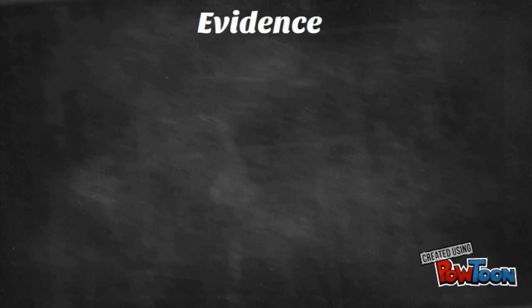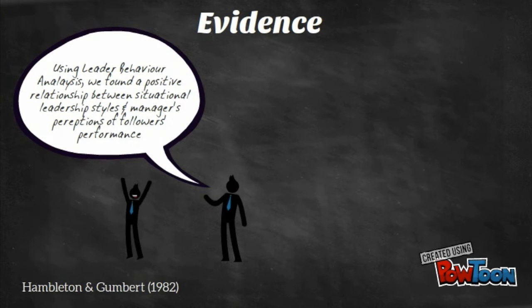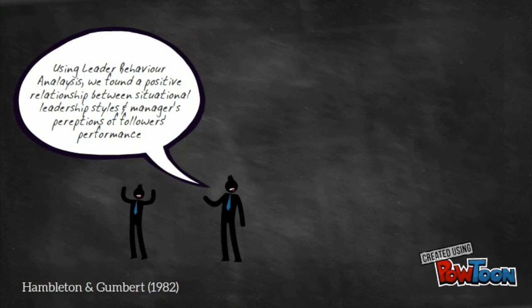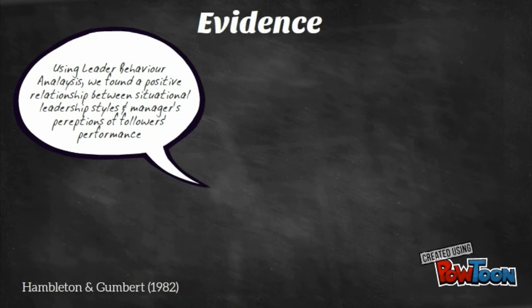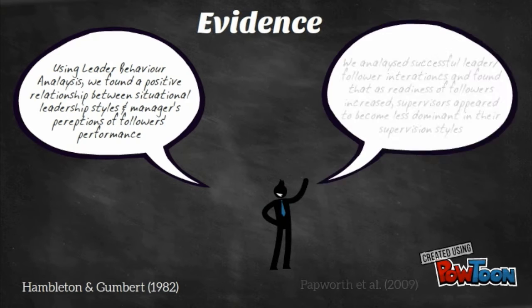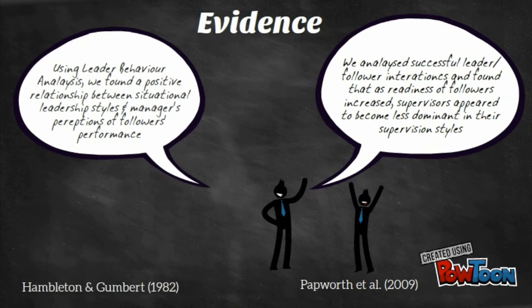There is a wide variety of evidence that supports the situational leadership model. Using leader behaviour analysis, Hambleton and Gumbert found a positive relationship between situational leadership styles and managers' perceptions of follower performance. Furthermore, Papworth and Associates found that as readiness of followers increased, supervisors appeared to become less dominant in their supervision styles. These results are in line with the model.